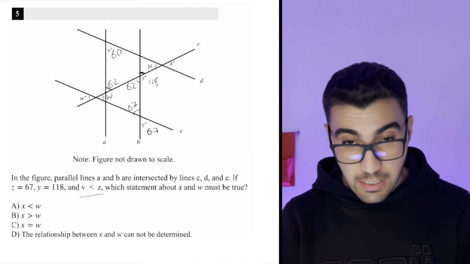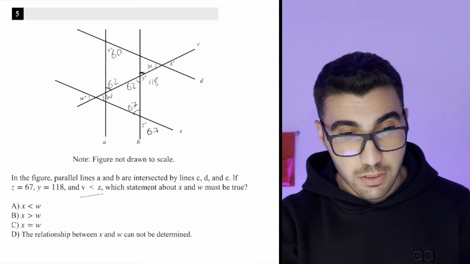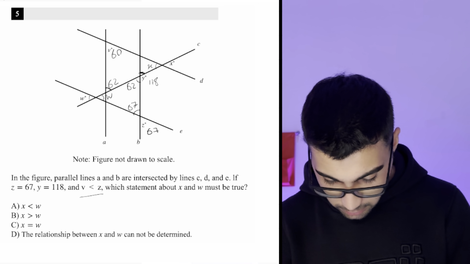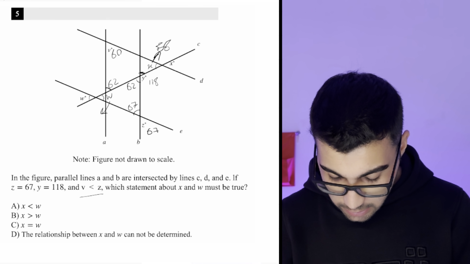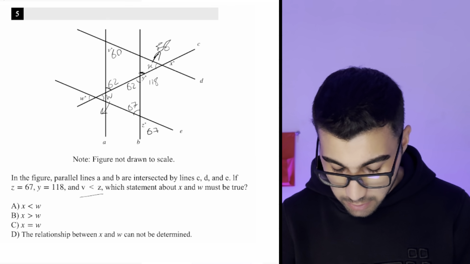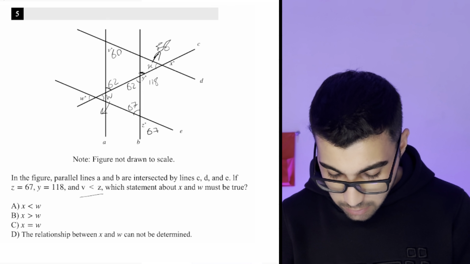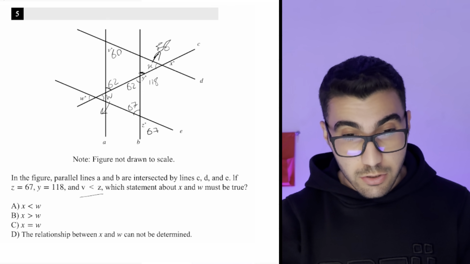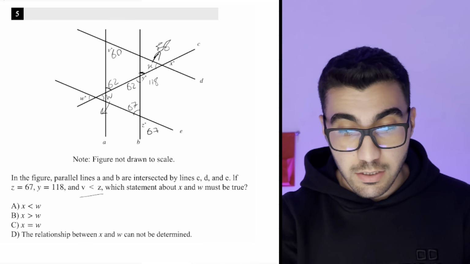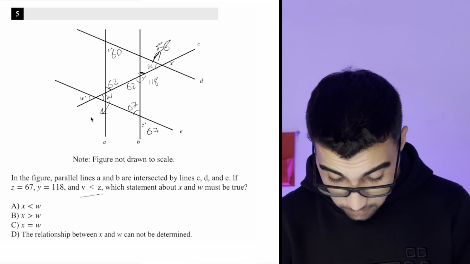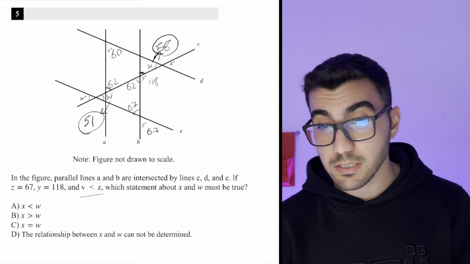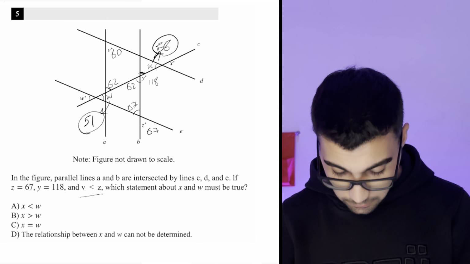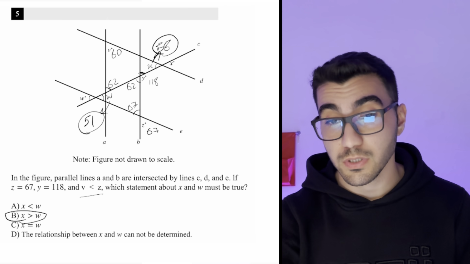So 180 minus 122 is going to be 58. So x is 58 here. And here W, it's 180 minus 67 plus 62. So 67 plus 62 is going to give us 129. So 180 minus 129 is 51. So you see W is 51, X is 58. So X is larger than W, which is going to be choice B for this question.